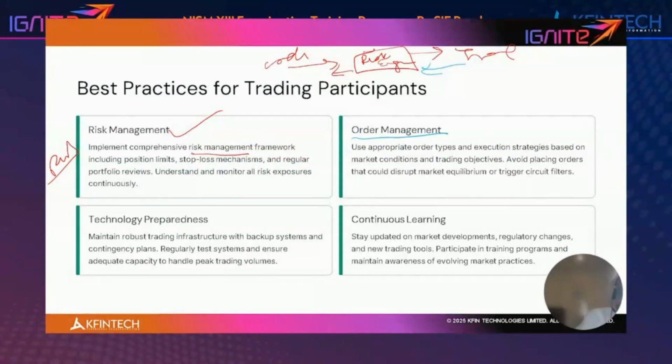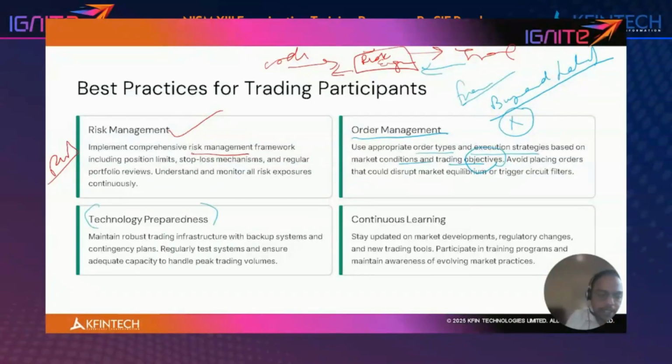Use appropriate order types and execution strategy based on the market conditions and trading objectives. Someone like an institutional investor does not want frequent trading. So his objective is to buy and hold. So he should not be given certain strategies which are not as per his objective. The broker should not misguide them.